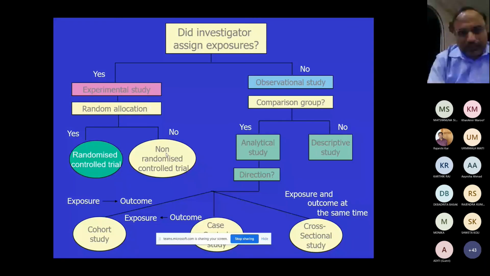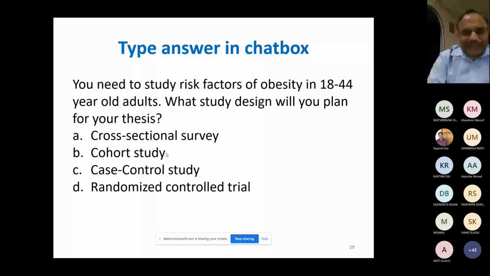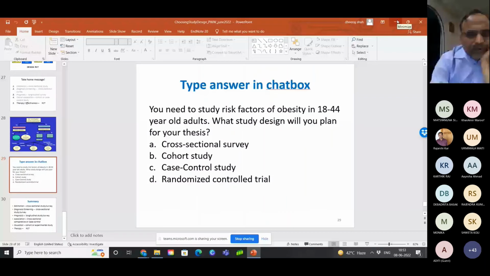Okay, so finally I've come to another multiple choice question. You need to study risk factors of obesity in 18 to 44-year-old adults. What study design will you plan for your thesis? A, cross-sectional survey, B, cohort study, C, case control study, and D, randomized control trial.